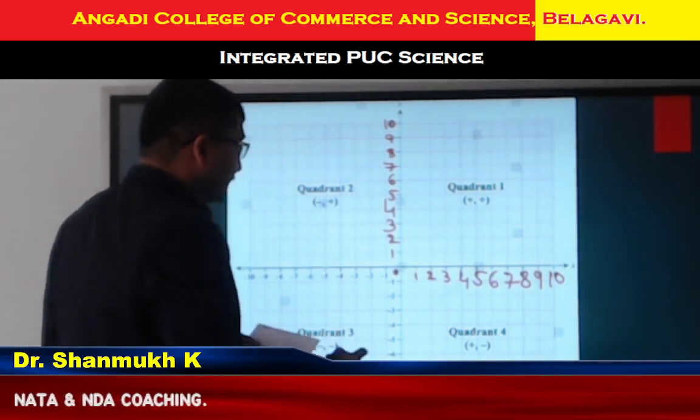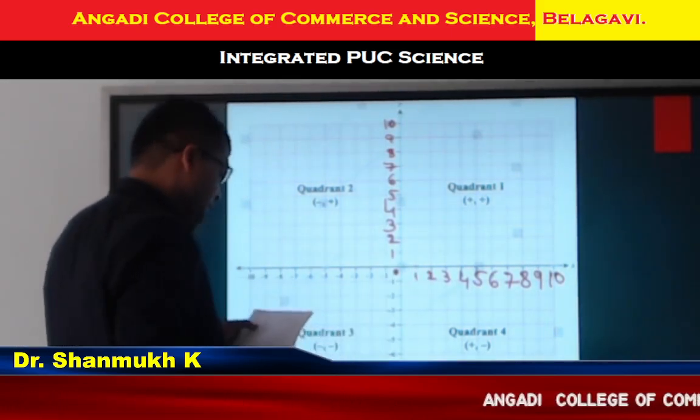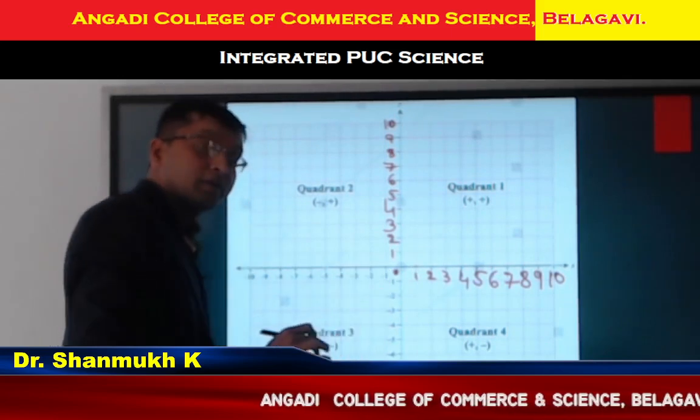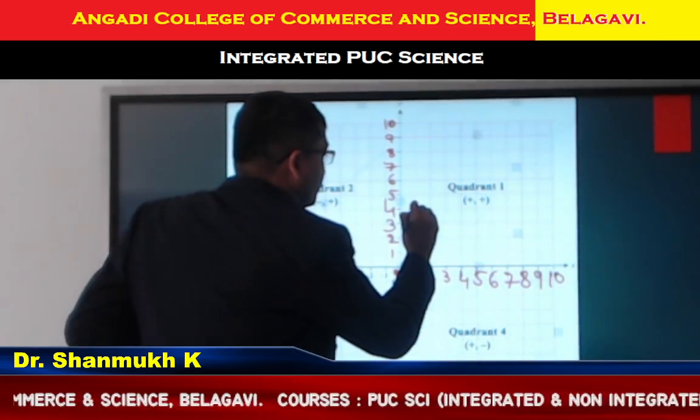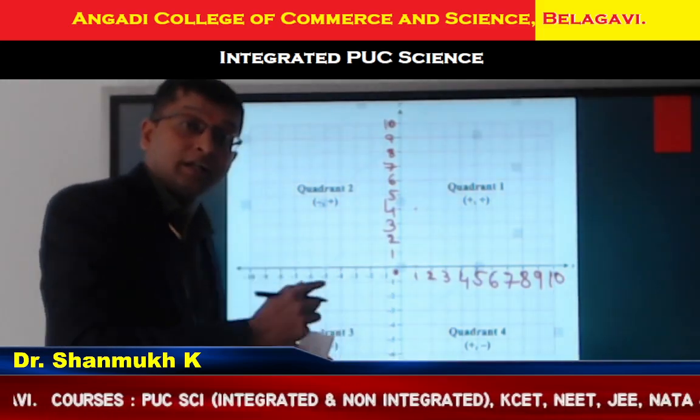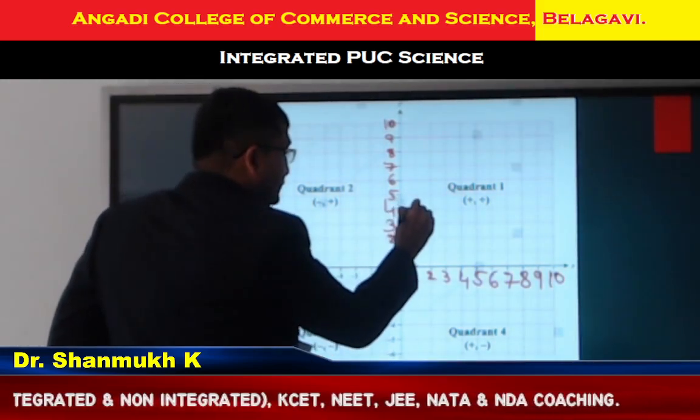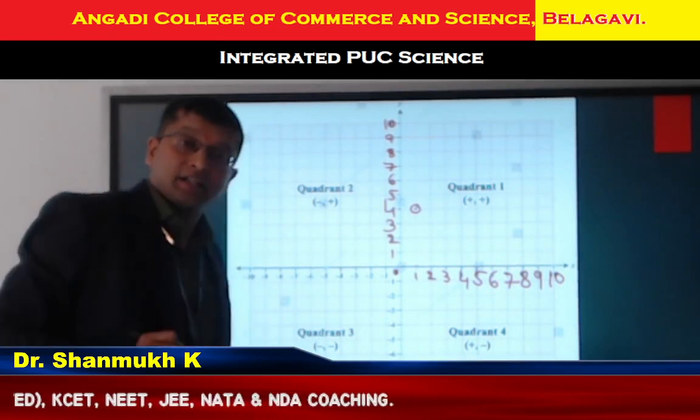Now x equal to 1, here it is. X equal to 4, here it will be. So both of them will meet at this point. You can see here, they will meet at this point. This point we will highlight.